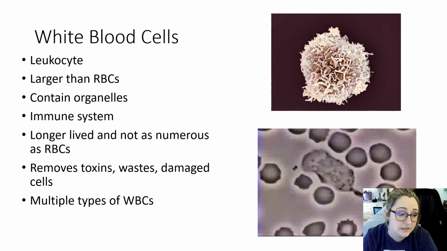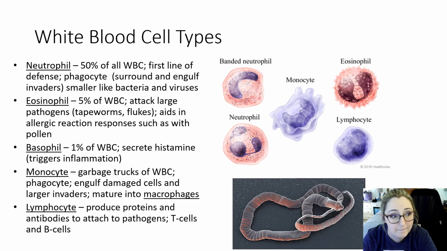Their purposes include removing toxins, waste, damaged cells, whatever might be included in that. This could be viruses, bacteria, it could be foreign cells. It just depends. And there are multiple types of white blood cells. I do want you to know all the types of white blood cells and what their purpose is. So first we have neutrophils.